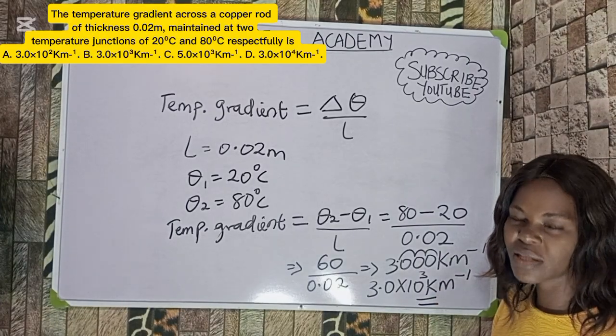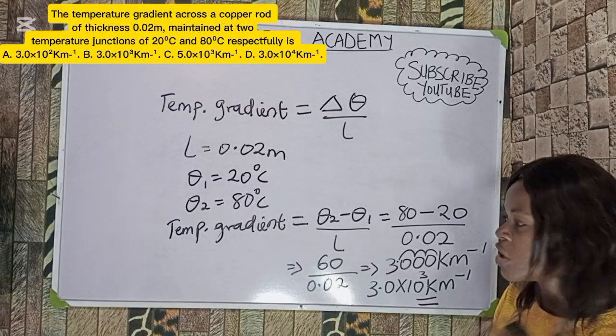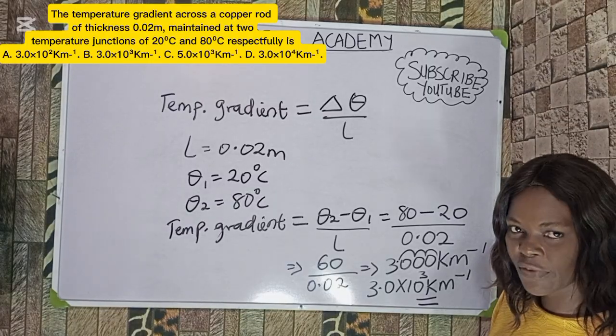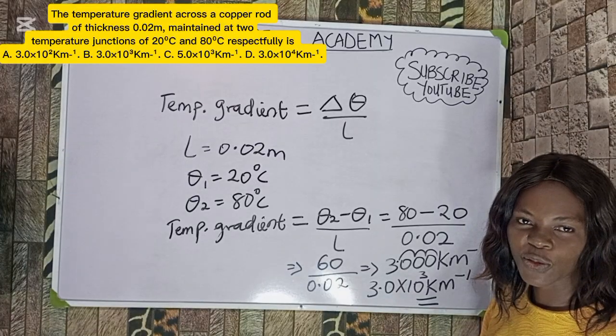So this is how to solve this type of problem. This particular one is quite simple, but if you don't know the formula to use, you'll be like the question is very, very what? Difficult. From what we've got so far, the correct option to this question is option B.